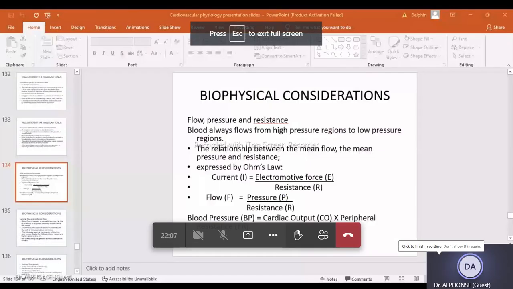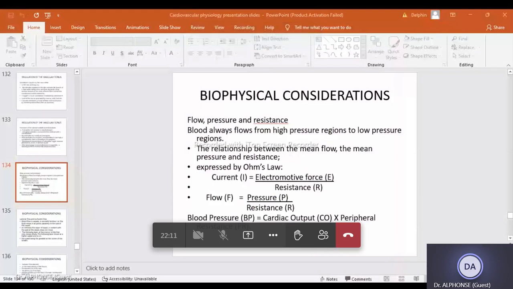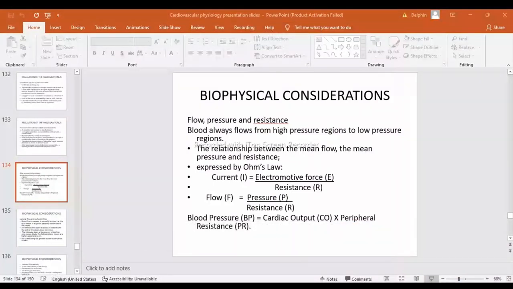And this cardiac output can change according to some circumstances, like motion, like other abnormal conditions, like imbalances in the hormone production.